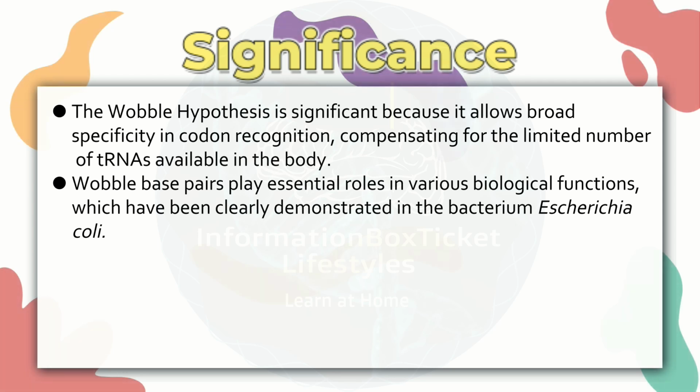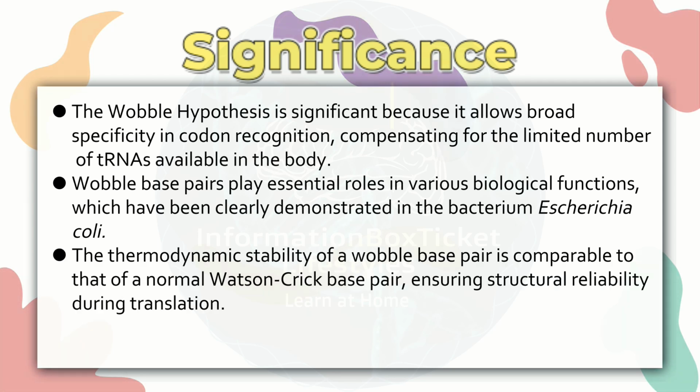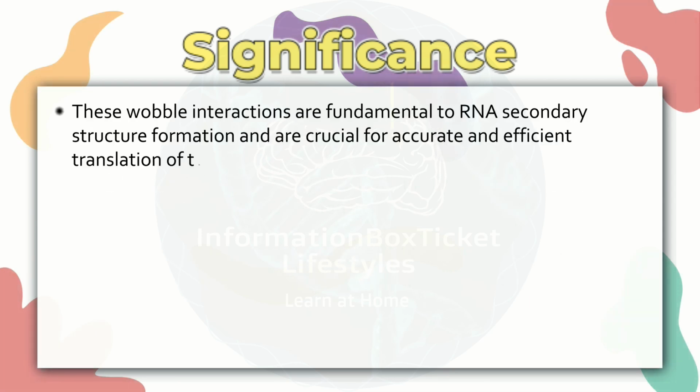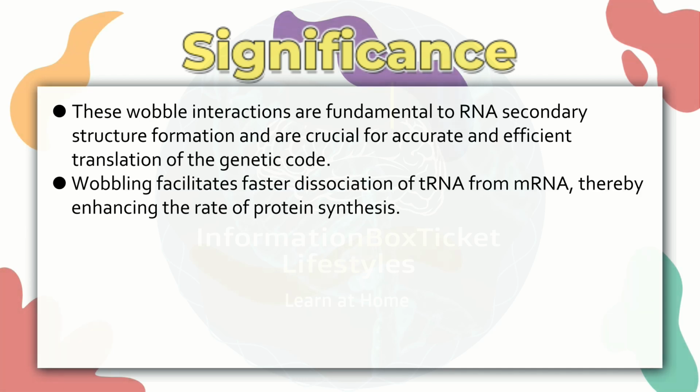the bacterium Escherichia coli. The thermodynamic stability of a wobble base pair is comparable to that of a normal Watson-Crick base pair, ensuring structural reliability during translation. These wobble interactions are fundamental to RNA secondary structure formation and are crucial for accurate and efficient translation of the genetic code. Wobbling facilitates faster dissociation of tRNA from mRNA, thereby enhancing the rate of protein synthesis.